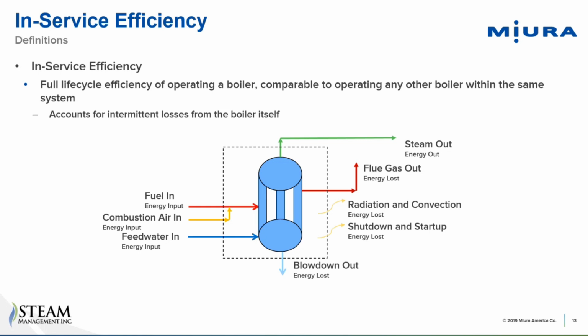In-service efficiency is essentially the same, but we've added intermittent losses like shutdown. We've added blowdown loss, and so we're looking at the whole life cycle. And excuse my not great representation of a boiler here.